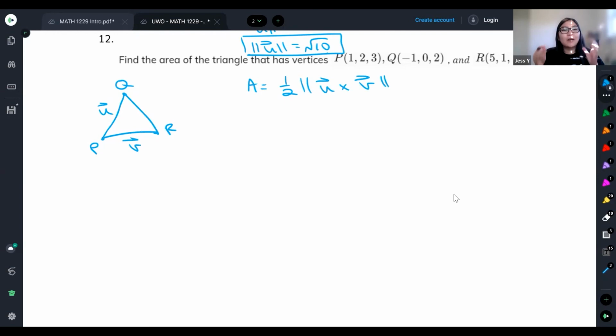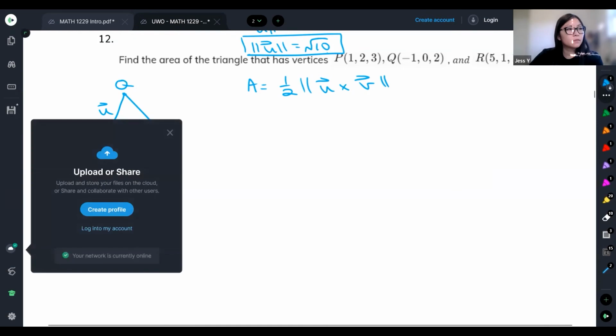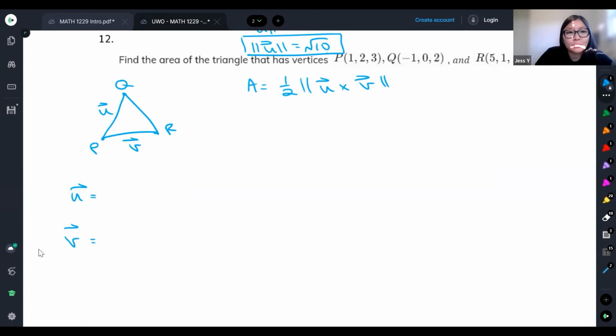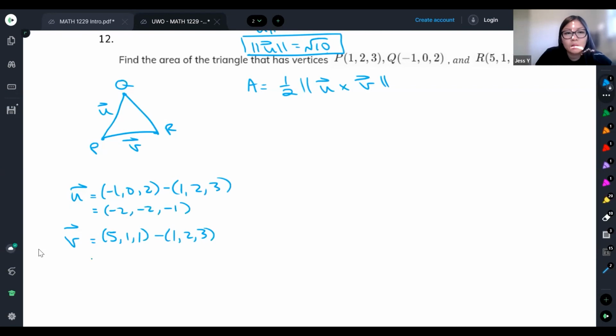So my question is, how do we get u and v? How do we turn points into vectors? Write that down. I want you to find u and v for me. Okay, hopefully you were able to get u and v. U is PQ, so we're going to do Q minus P. Remember, we subtract backwards, right? And then v is PR, subtract backwards, R minus P. If you calculate this, u is going to give you -2, -2, -1. v is going to be 4, -1, -2.